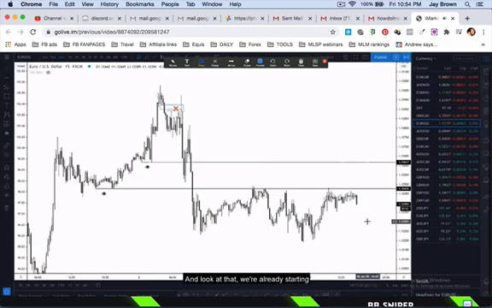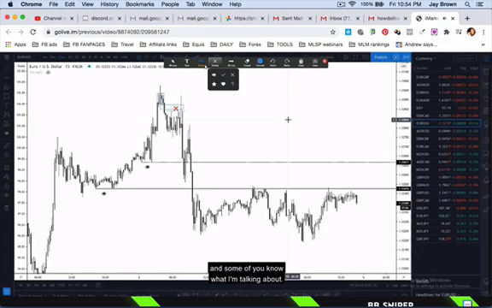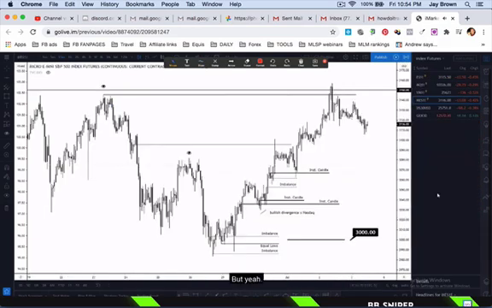And look at that, we're already starting on our homework, doing a little bit of backtesting as well for some of you guys. But yeah, that's my follow up with that. 80s, 20s, and 50s. And some of you know what I'm talking about because you guys are on the sessions, right? You're on the Bounce Back London Open with me. So you guys know 80s, 20s, and 50s. But yeah, that's it.